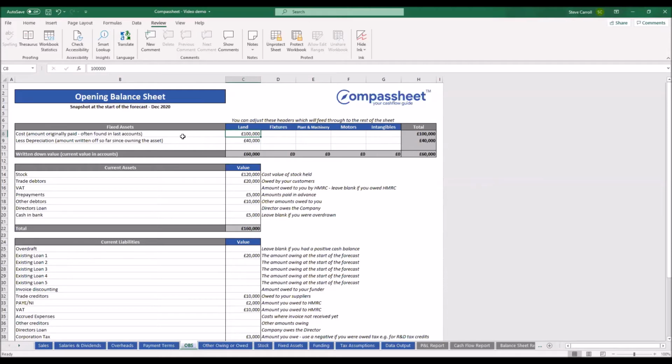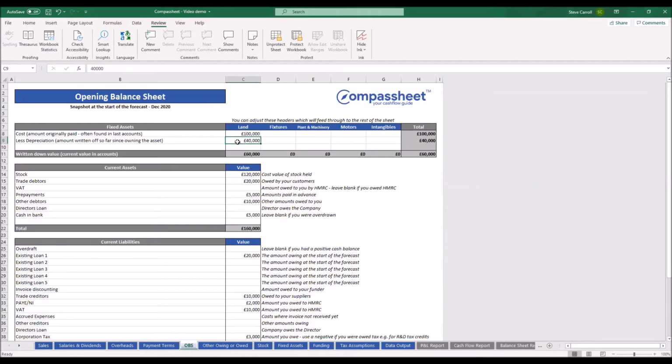Next line down is what the cost is. So this is the amount you originally paid. You often find this from the accounts. The best place to find these numbers and get your starting position is running off a balance sheet from your accounts. You might have Xero or QuickBooks or one of the more common accounting packages, or your latest set of financial accounts, and update those. So that's a good starting point for some of these numbers. So the cost, put in there.